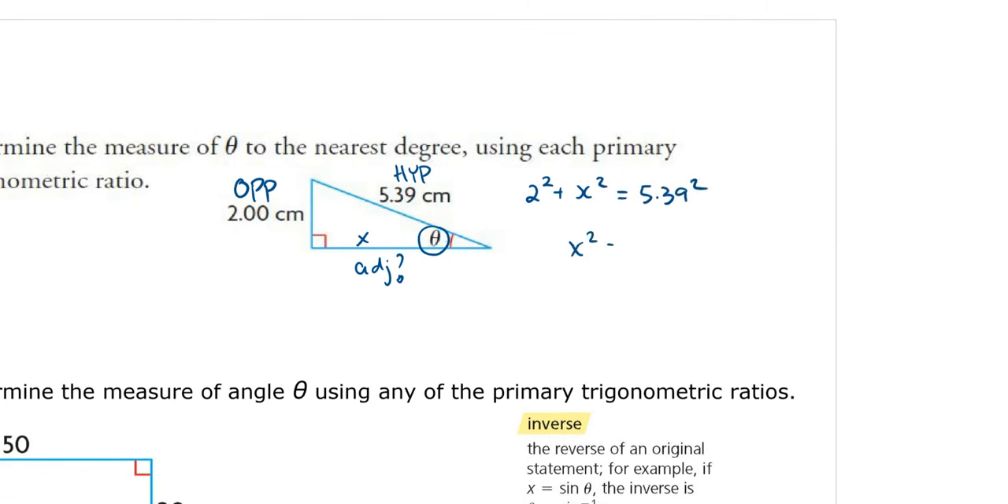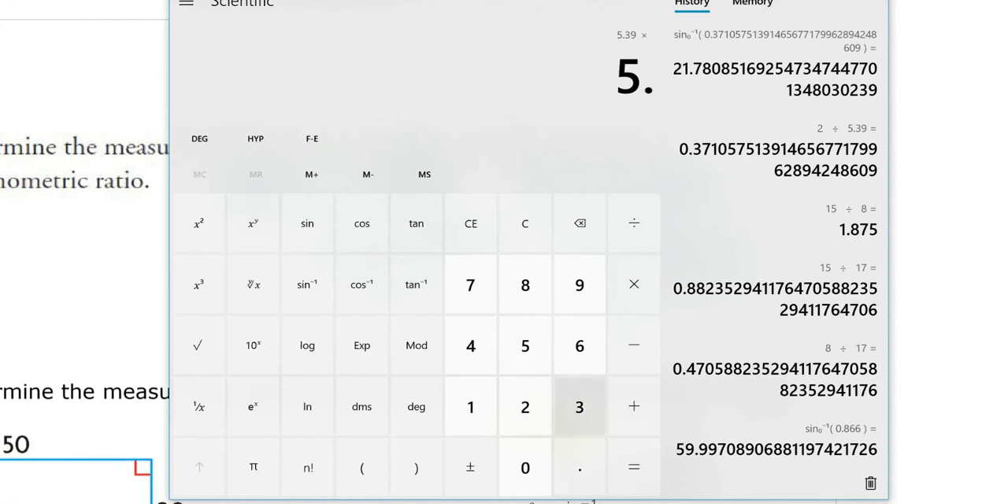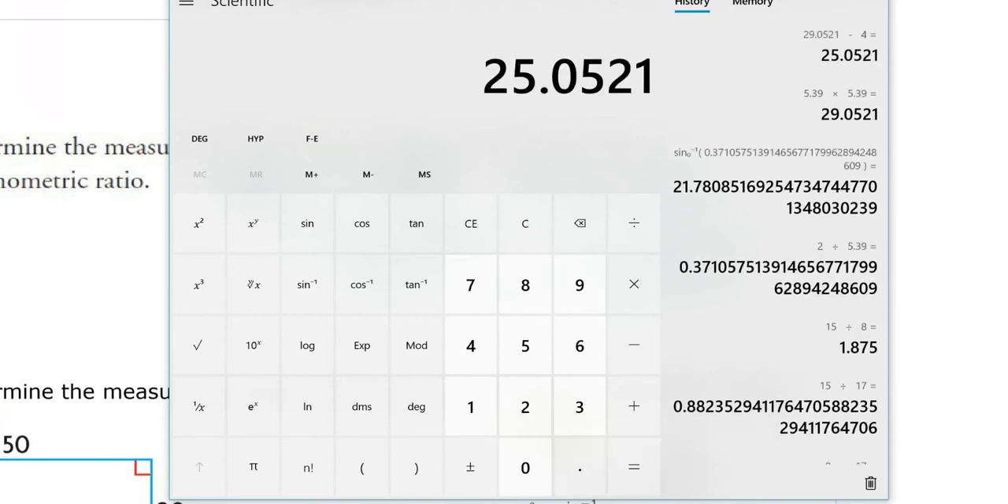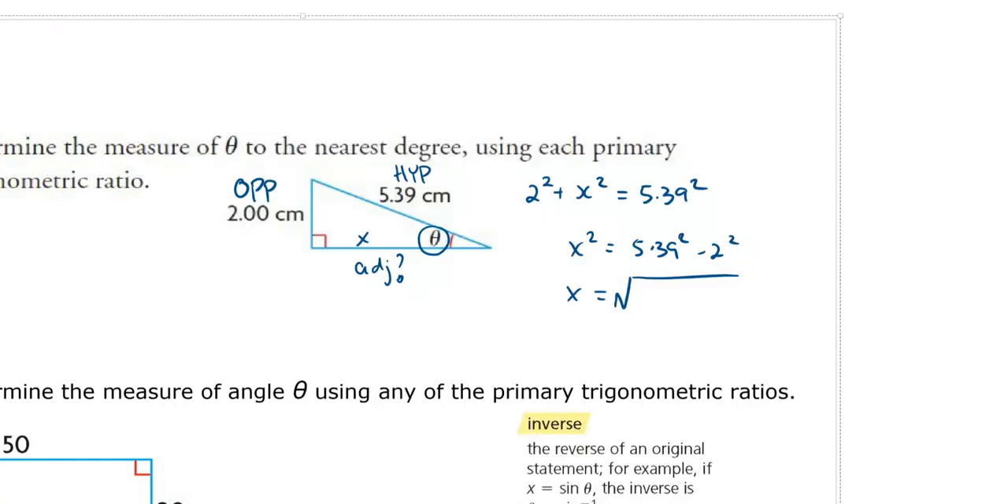So x squared equals 5.39 squared minus 2 squared. And then so x equals the square root of, well, let's calculate this. 5.39 times 5.39. And we know 2 squared is 4, so I'll subtract 4. And so I get 25.05. And I take the square root of that, I get 5.005. So x is going to equal 5.005. And for most practical purposes, you could probably round that to just 5.